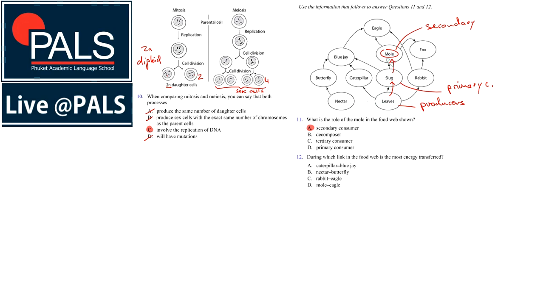And then with every trophic level, with every next level, the amount of energy transferred gets less. So therefore we are looking for a transfer from producer to primary consumer, and the example of that is nectar to butterfly. Producer, primary consumer.